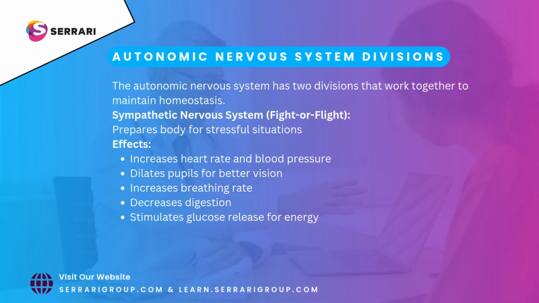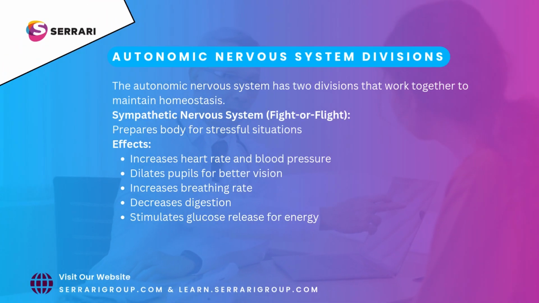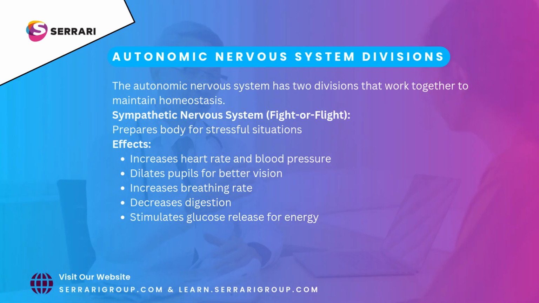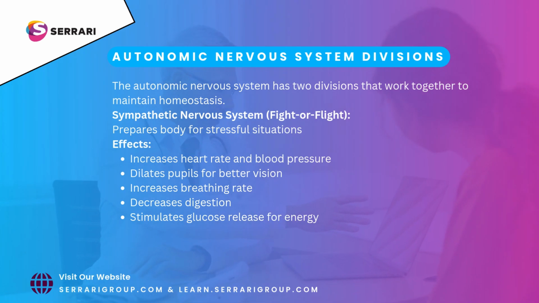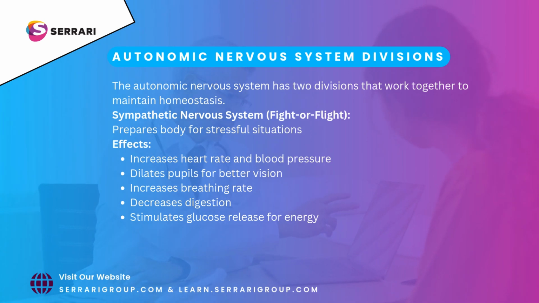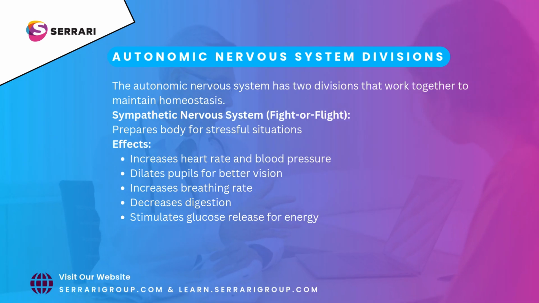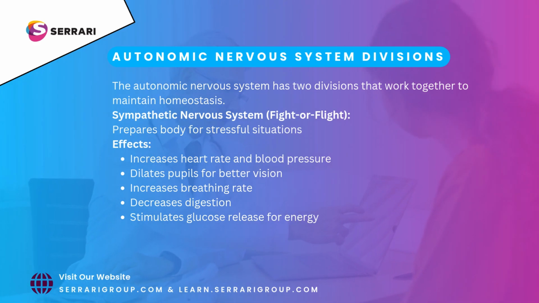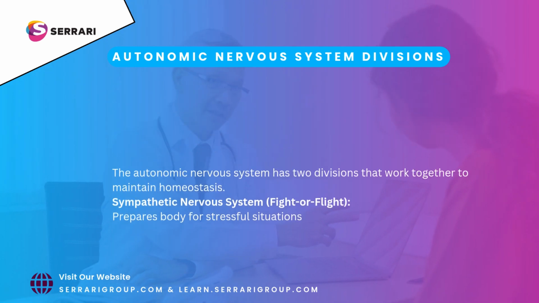Autonomic nervous system divisions. The autonomic nervous system has 2 divisions that work together to maintain homeostasis. Sympathetic nervous system, fight or flight. It prepares the body for stressful situations. Effects: increases heart rate and blood pressure, dilates pupils for better vision, increases breathing rate, decreases digestion, stimulates glucose release for energy.